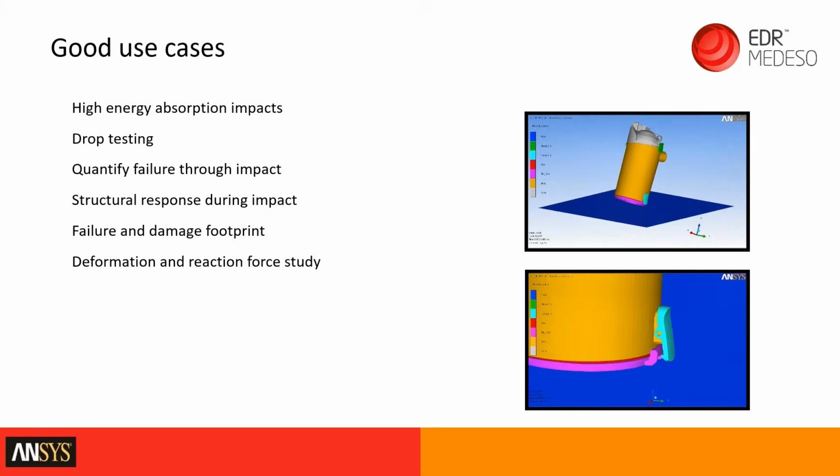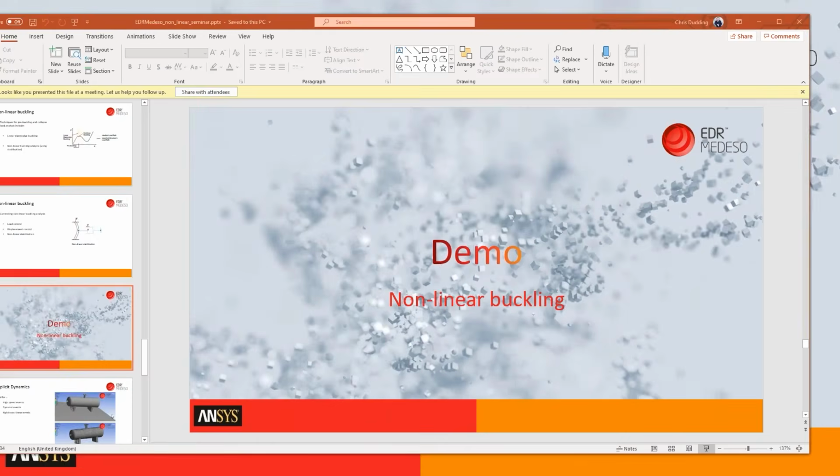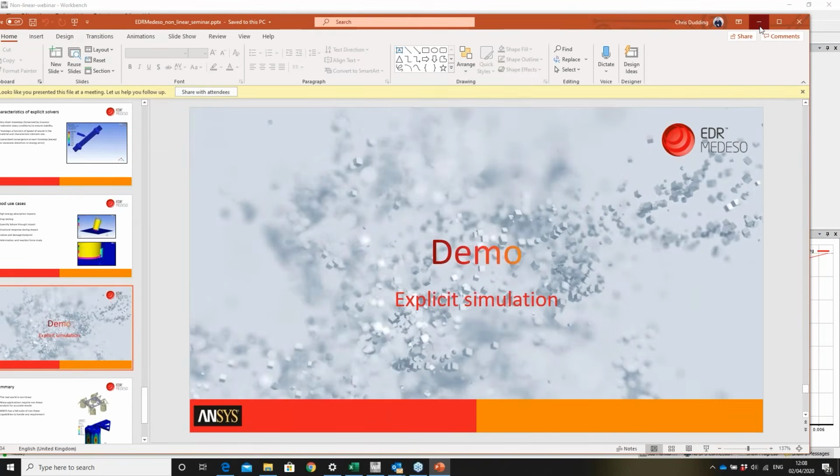What is it typically used for? High energy impacts, so high speed events. Drop testing, as we can see on the right hand side, we're drop testing some pressure vessel. Failure through impact, time-based dynamic response due to something impacting in the time domain, failure and damage footprint, deformation and reaction force studies. So let's just do a quick explicit demo.